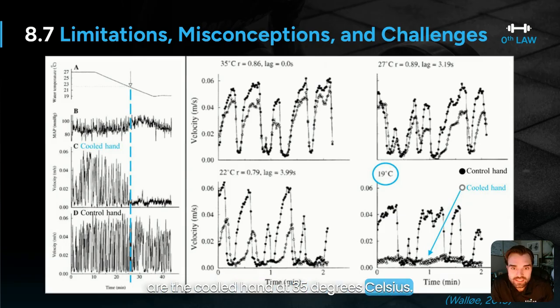At 35 degrees Celsius water, you see pretty high velocity. At 27, they still seem fairly close. You start getting to 22 Celsius, and now all of a sudden, there's a drop off in the velocity through the cooled hand, cooled being 22 Celsius. Once you get to 19 Celsius, I believe, if my math is correct, this is putting us in the high 60s Fahrenheit. There's almost no blood flow, almost no velocity through the cooled hand.